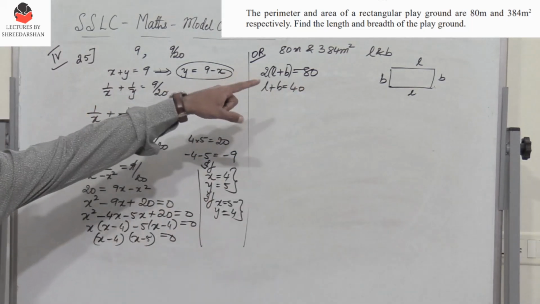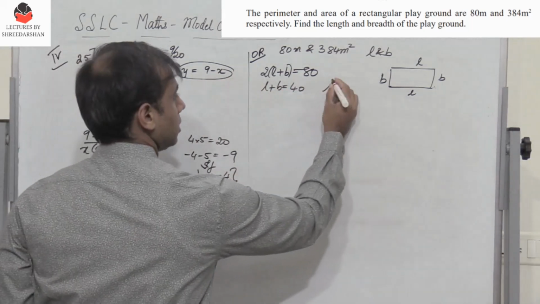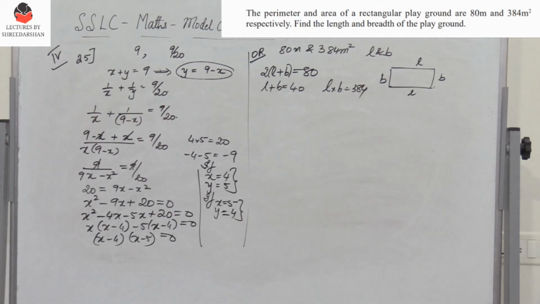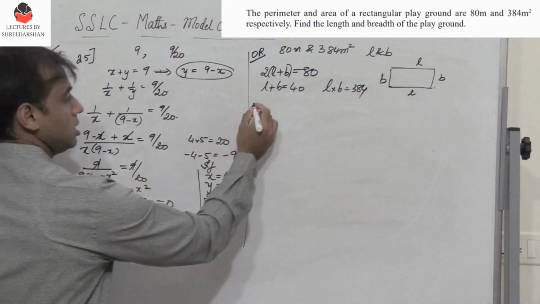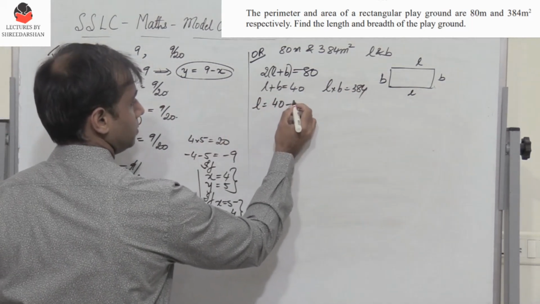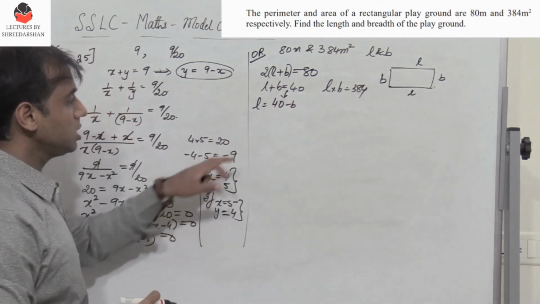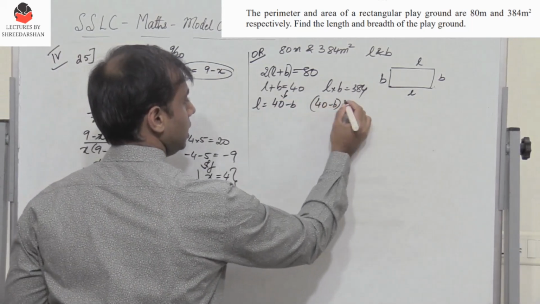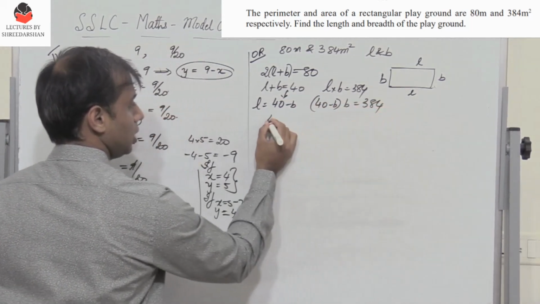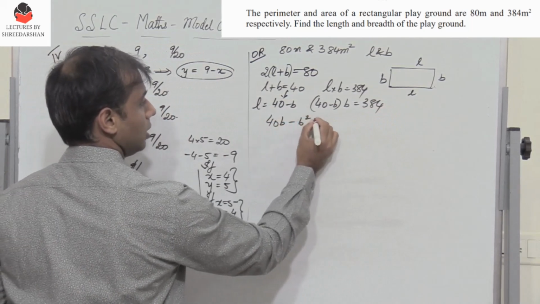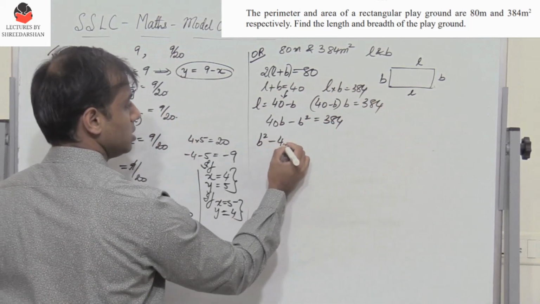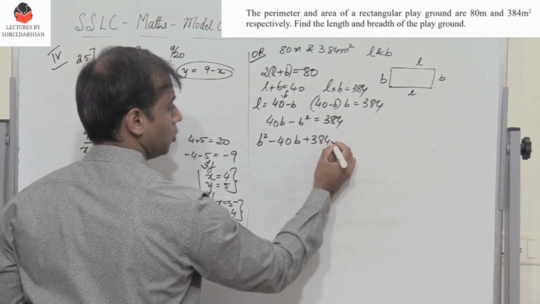And then what about the other one? The other one is the area. L into B equals 384. So I have L plus B equals 40, L into B equals 384. So now what is L? L is 40 minus B from this equation. So let me substitute the value of L here. So I have 40 minus B into B equals 384. So you get 40B minus B square equals 384. If I take this to the RHS, I get B square minus 40B plus 384 equals 0.